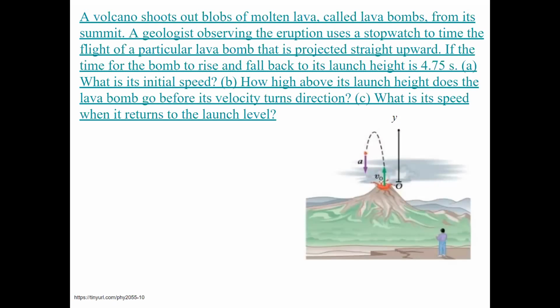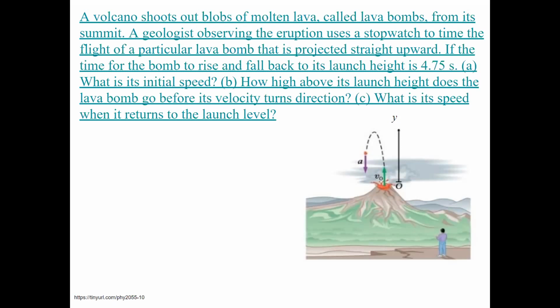The figure indicates that you take the summit as the origin of the y-axis and upward to be positive. So then your acceleration is negative 9.8 in this case. It says the time it takes to rise and fall back to its launch height is 4.75 seconds. What's the initial speed? How high above its launch height does the lava bomb go before its velocity turns direction? And what's the speed when it returns to the launch level?